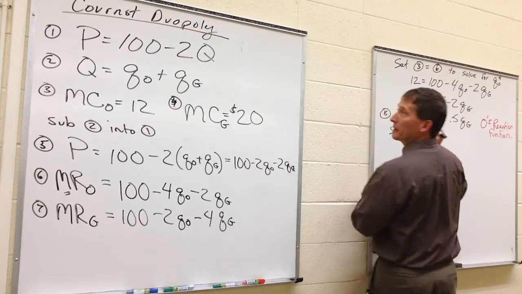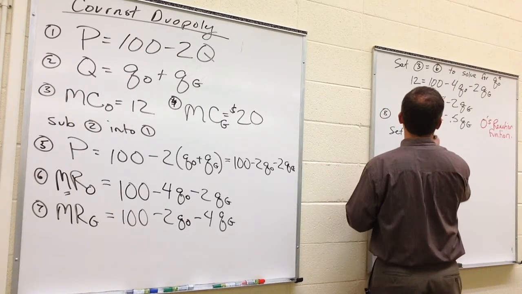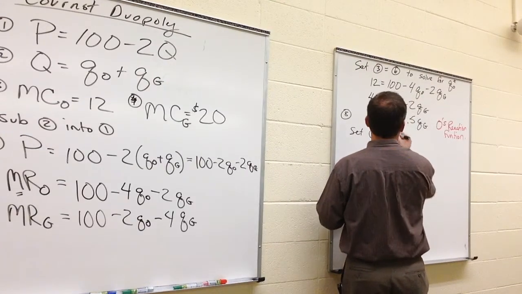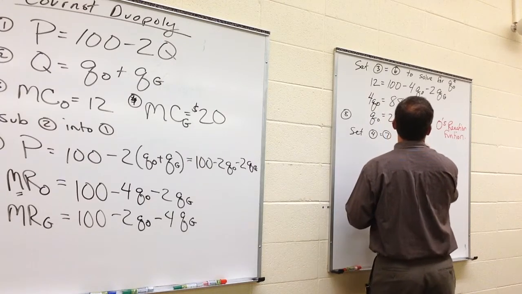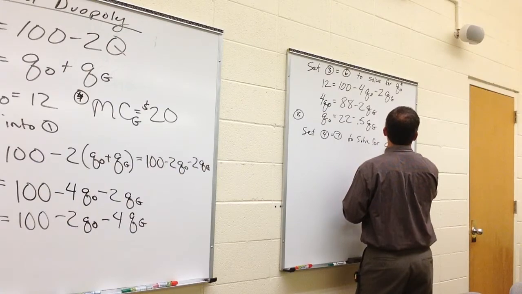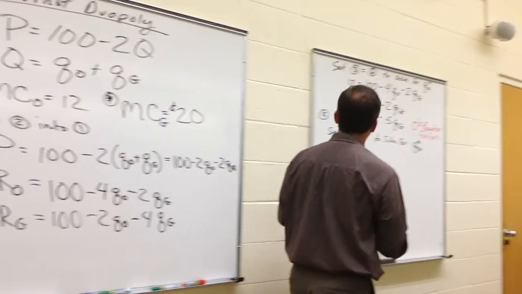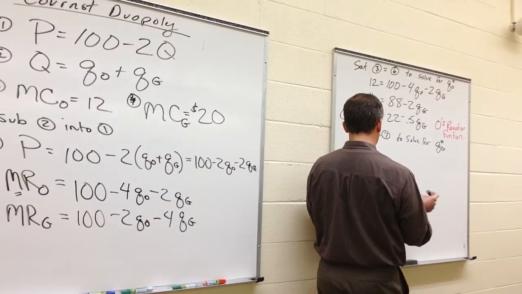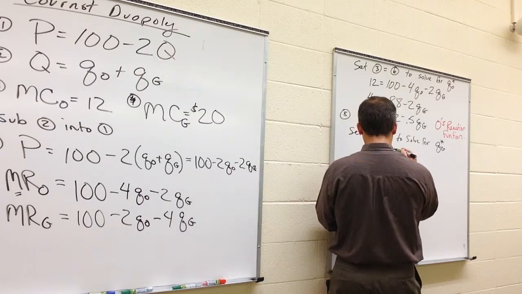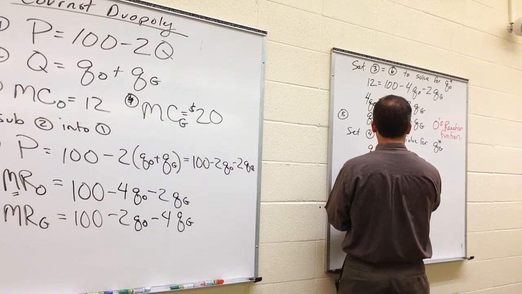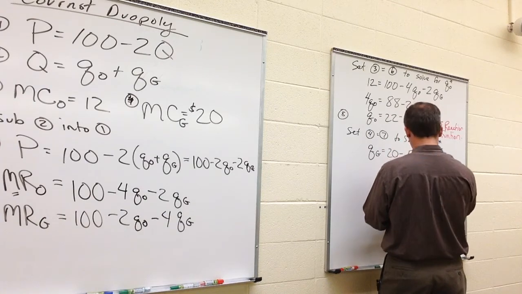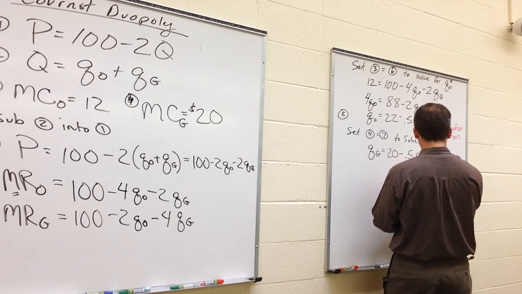So set 4 equal to 7 to solve for QG star. I'm just going to write the answer. You guys can check. It's close to the same answer, but the intercept's a little bit different.